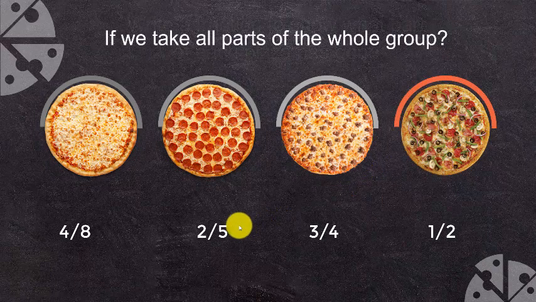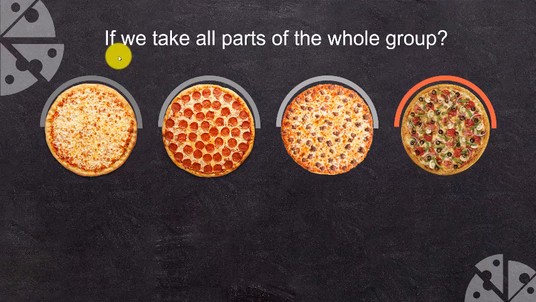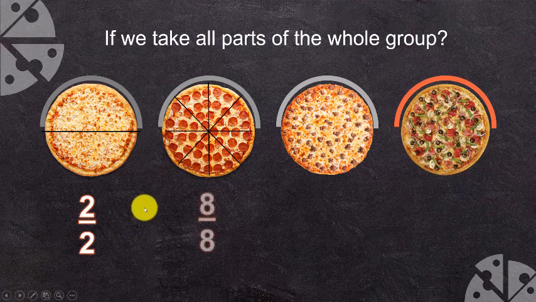Okay. And what would happen if I take all the parts, all the slices of the pizza? For example, if I divide the pizza into 2 halves and take both halves, how do we represent that as a fraction? In this case, 2 over 2. Okay, let's do the next. I divided it into 8 slices, and I took all 8 slices. The total is 8 over 8.